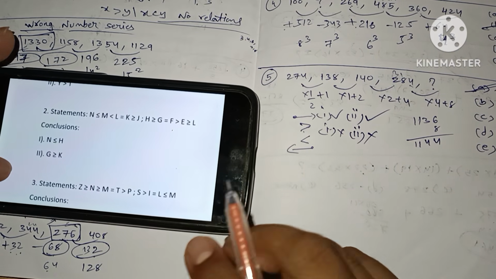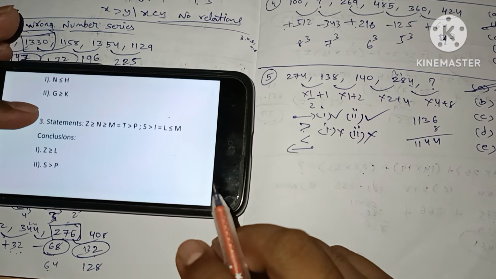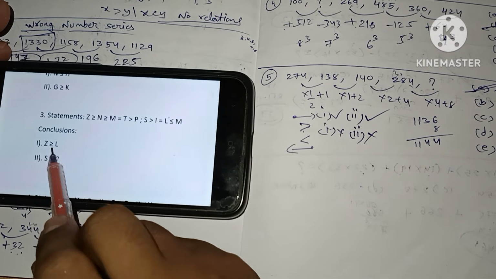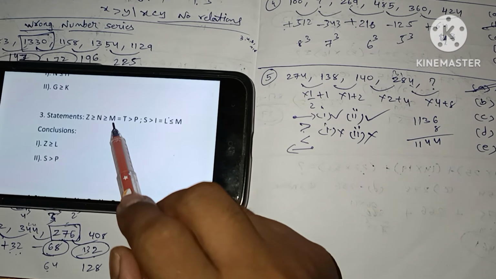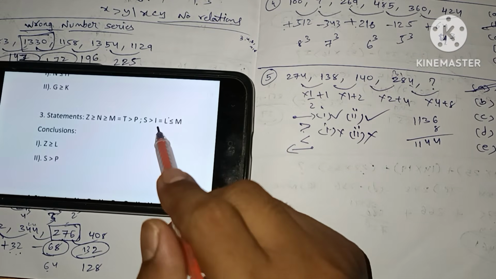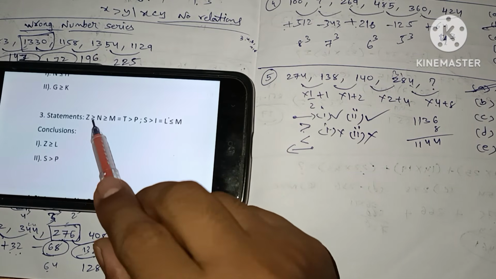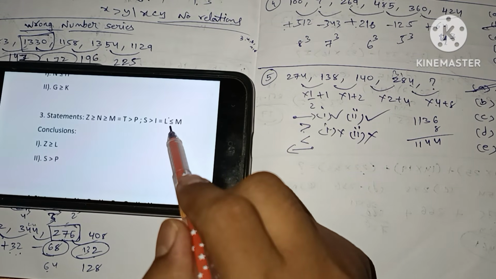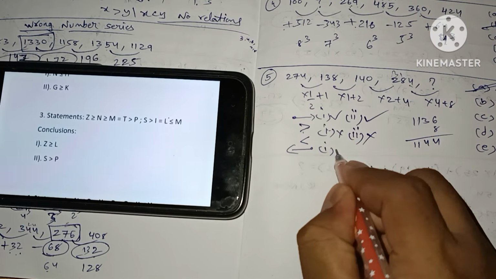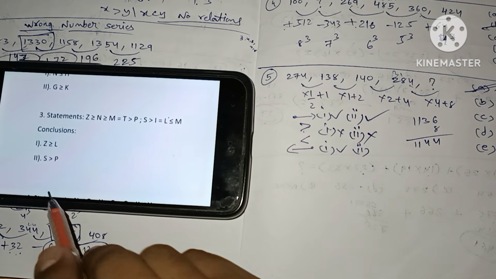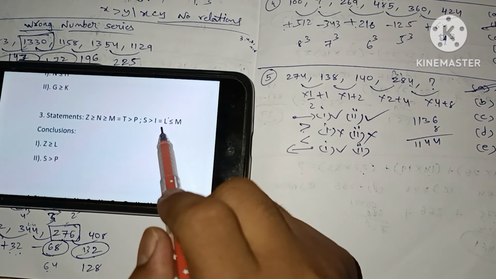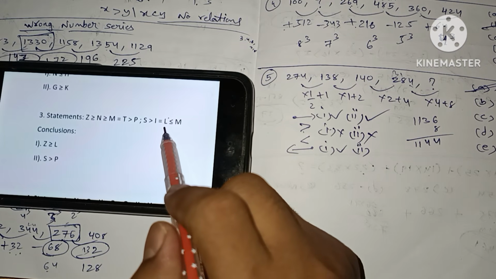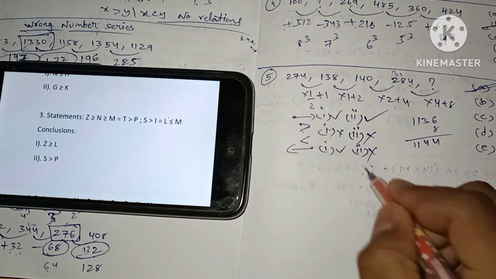Now we are going to see question number 3. The flow from Z to L with everywhere equals to. From Z we can reach N, M. From M we can reach L. Here is equal to, here is equal to, here is also equal to. So first conclusion will be true. Second conclusion, the flow from S to P. From S we can reach L, but cannot reach P. So second conclusion will be false.